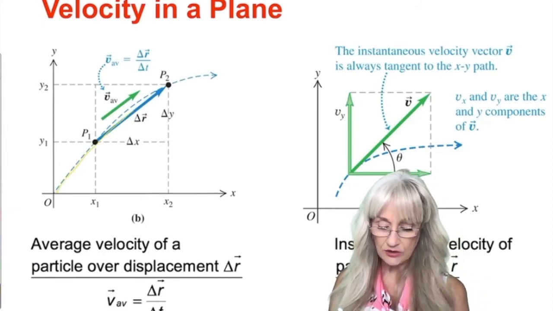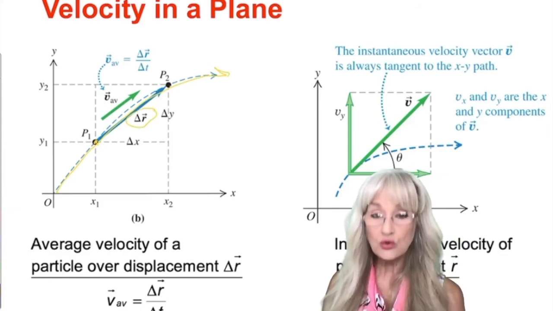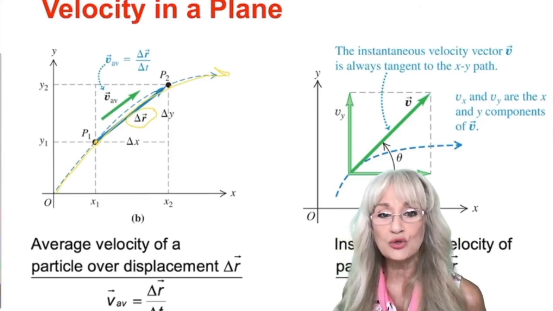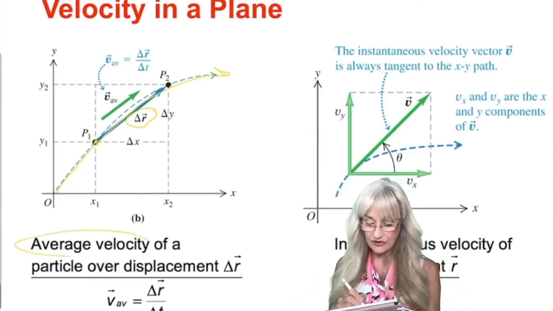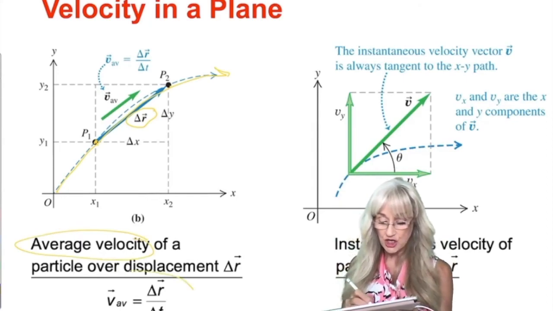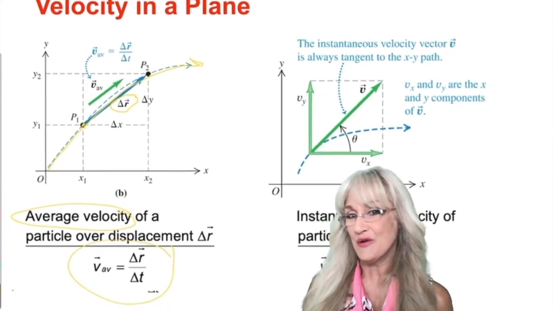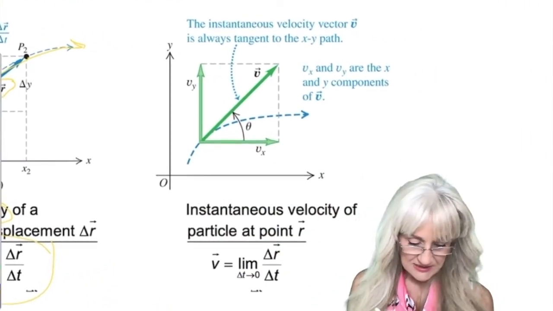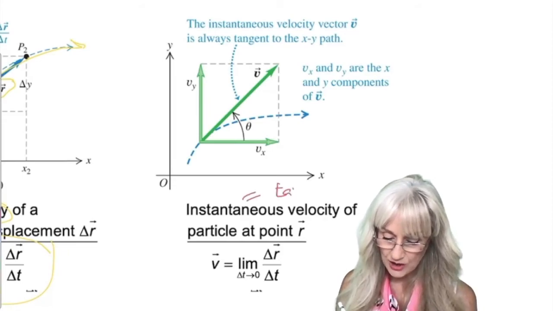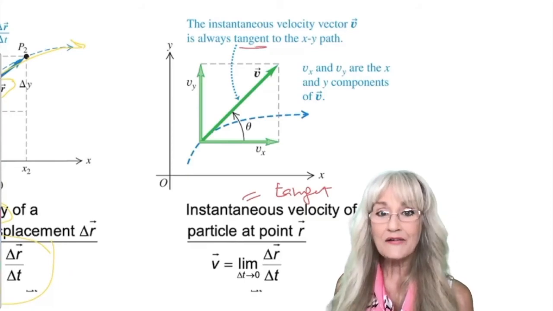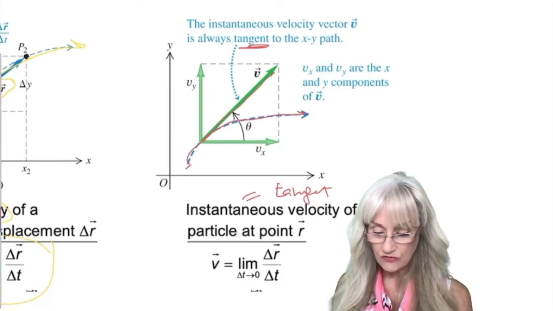This is the trajectory. If you take the average, delta R between point 1 and point 2, the change in your displacement over time gives the average velocity. How about instantaneous? For instantaneous, I want you to remember that the velocity will be tangent. Exactly right there. So this is your trajectory, and here we have a tangent velocity.